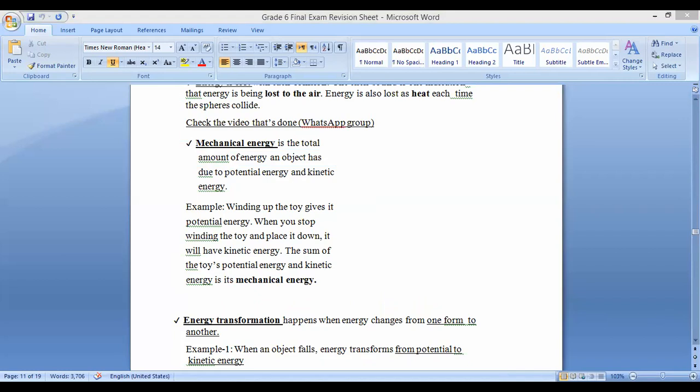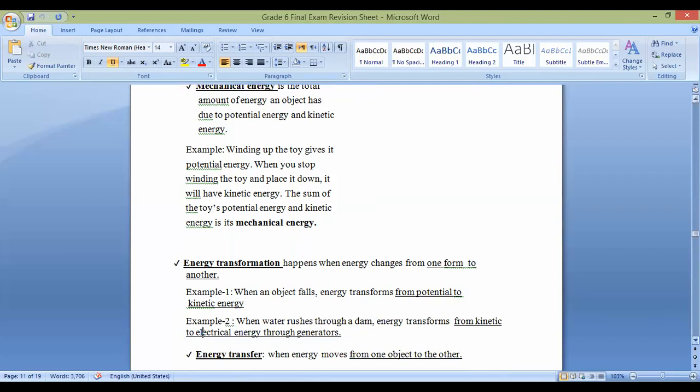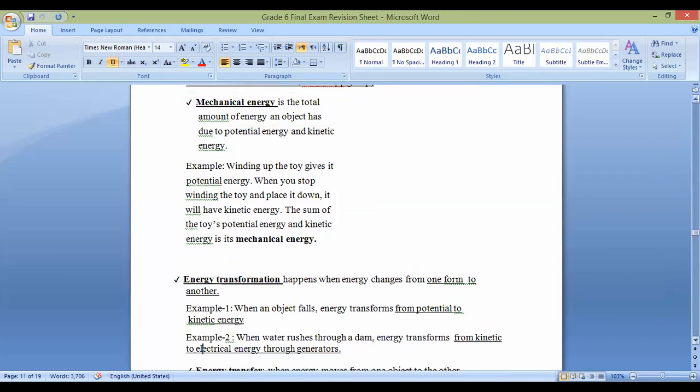Bravo. This is called energy transformation. To be more specific, I can say it is transformed from potential energy to kinetic energy. Thank you, Farah. Another example, when water rushes through a dam, okay? This is moving water used for something, who knows for what? Rushing through a dam. Was it transformed from which type to which type, Karim?